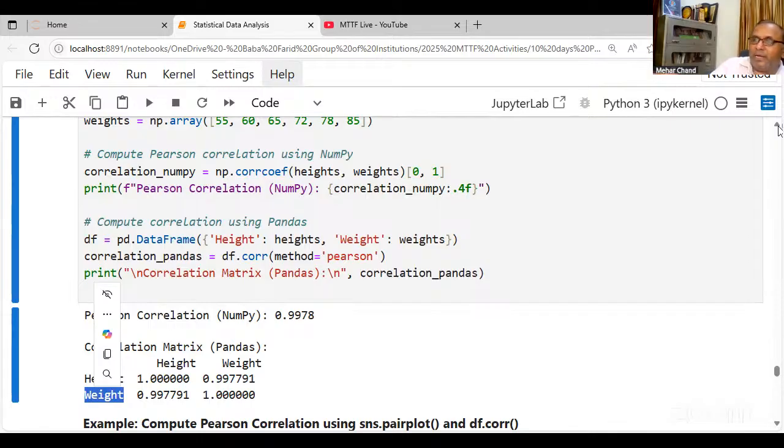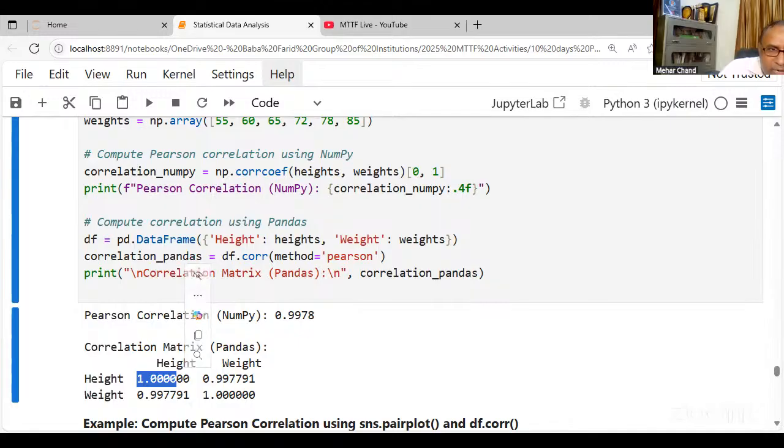that will be the perfect line which will divide the x and y axis at 45 degrees. The slope in this case will be 45. Okay, and you can see here is height, and height is associated with height. The value is 1. You can see 1.